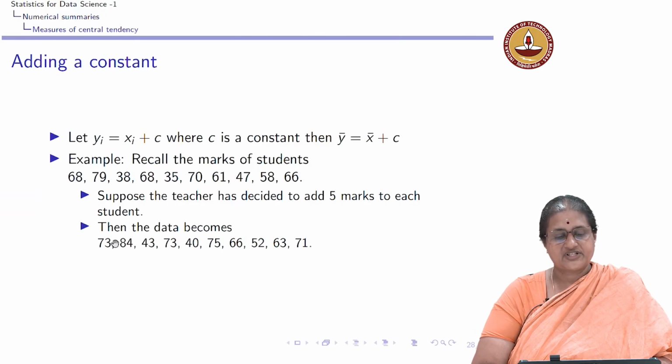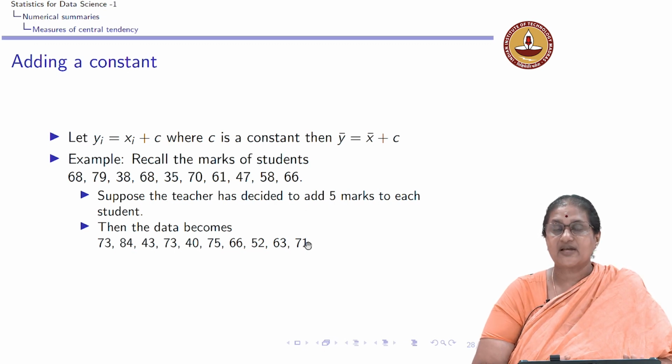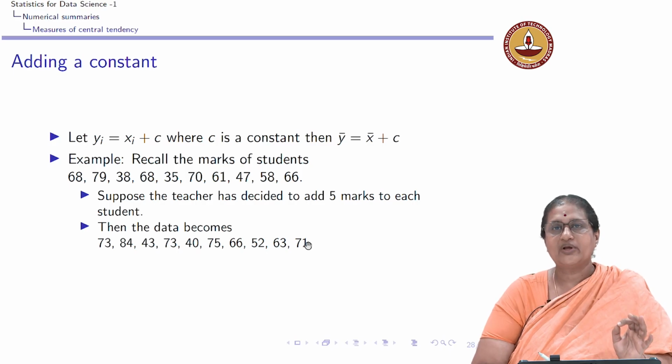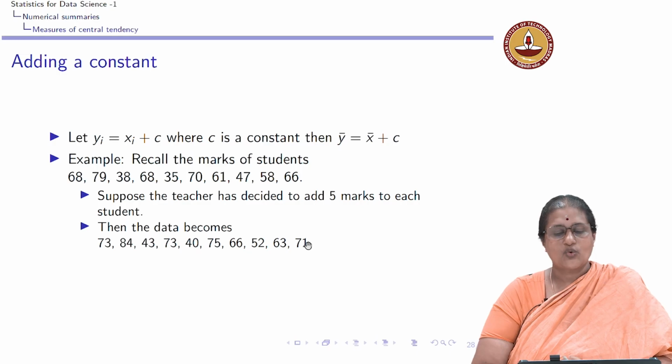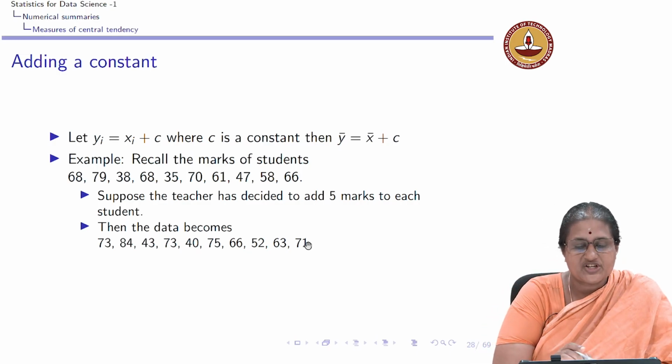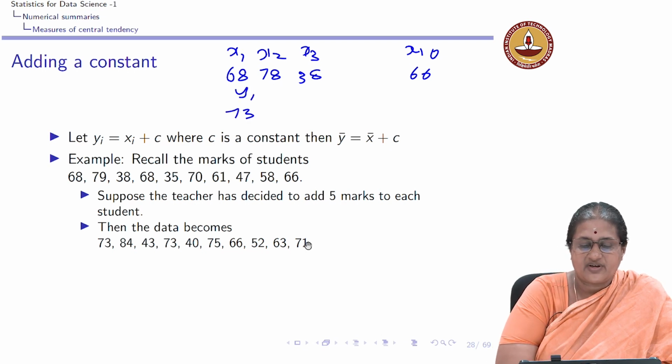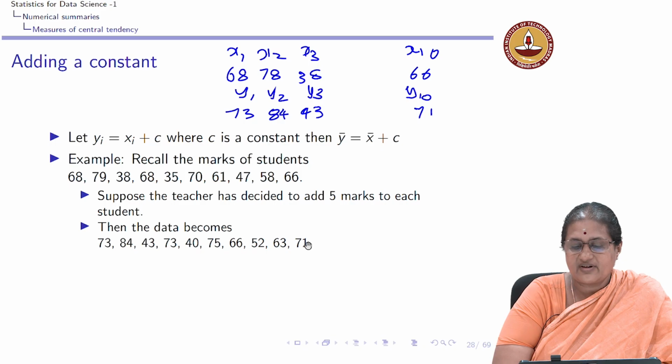Now, I am adding 5 marks to each of these students. So, now the data set becomes 68 plus 5, which is 73, 79 plus 5, which is 84, and so forth, 66 plus 5, which is 71. The number of observations remains the same, but I am adding a constant, that is, I am adding 5 to each value in my data set. So, what happens to the mean? Earlier my x1, x2, xn were 68, 78, x3 was 38, my x10 was 66. I am going to add 5: y1 becomes 73, 68 plus 5, y2 is 84, again 78 plus 5, y3 is 43, 38 plus 5, y10 is 71.